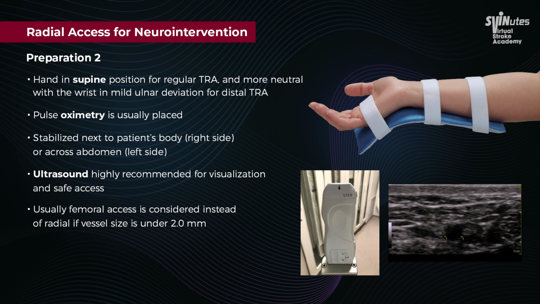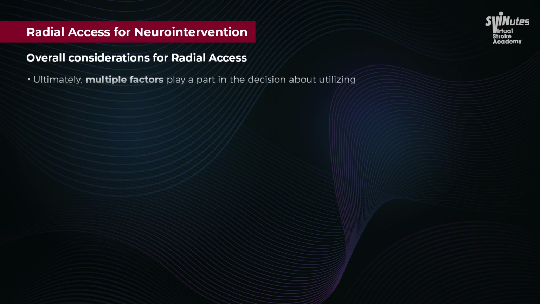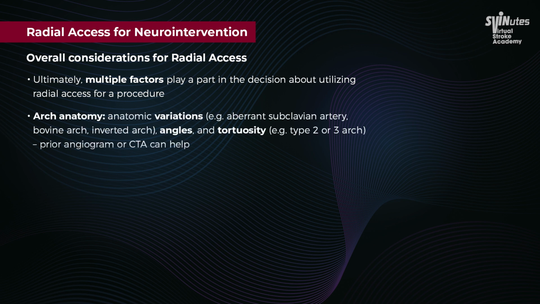Femoral access instead of radial access should be considered if the vessel size is under 2 millimeters. Ultimately, multiple factors play a part in the decision about utilizing radial access for a procedure. Arch anatomy and anatomic variations, for example, an aberrant subclavian artery, bovine arch, inverted arch, or steep vascular angles, and increased vessel tortuosity can make radial access challenging. A prior angiogram or CT angiogram can be helpful to better plan vascular access and procedural steps.